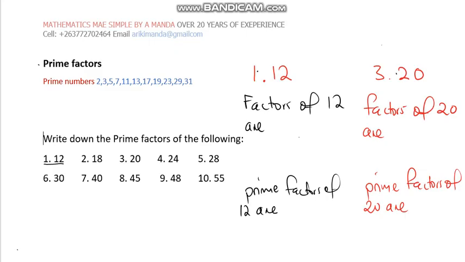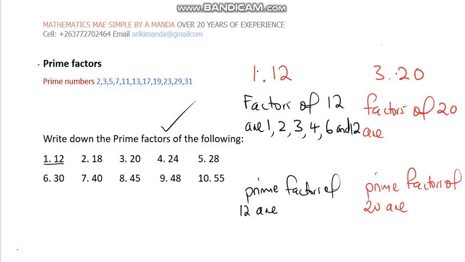And our question says, write down the prime factors of the following. And I've chosen number 1 with the number 12, right? So we are to write prime factors of 12. But first and foremost, before we write prime factors of 12, let's list down the factors of 12 first. Factors of 12 are numbers that can get into 12 without leaving a remainder. And I'll write down the numbers that I know. Factors of 12 are 1, 2, 3, 4, 6, and 12, right?